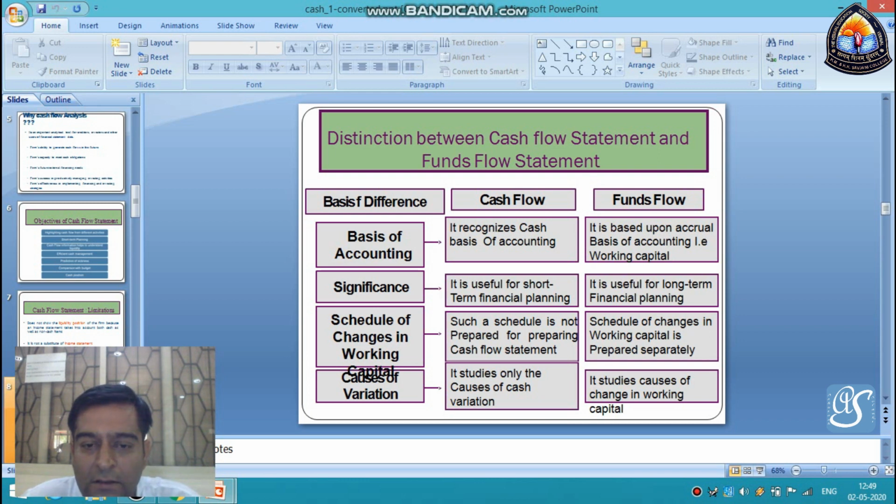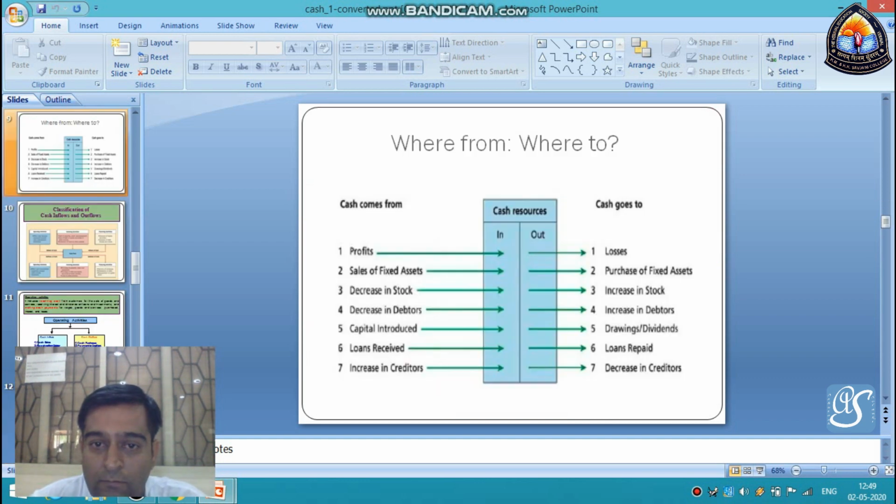From the significance point of view, cash flow is useful for the short term while fund flow is for the long term. Schedule of changes in working capital: such a schedule is not prepared for preparing cash flow, while changes in working capital should be prepared in the fund flow statement. What are the causes of variation? Cash flow studies only the causes of cash variation, while fund flow studies the causes of changes in working capital.